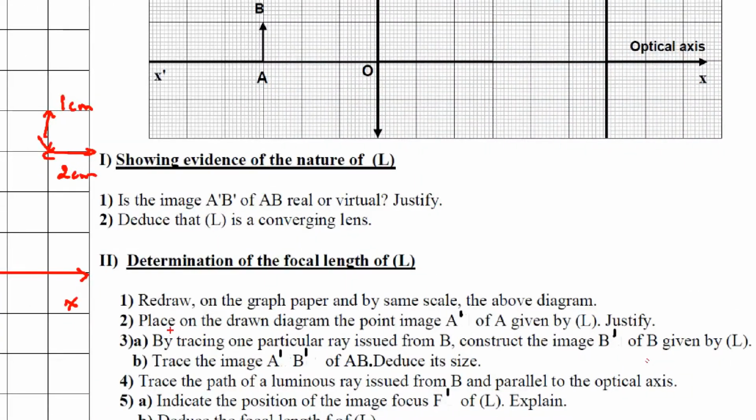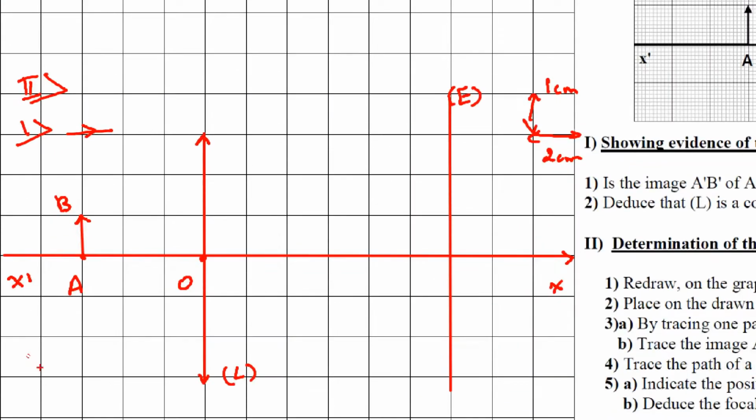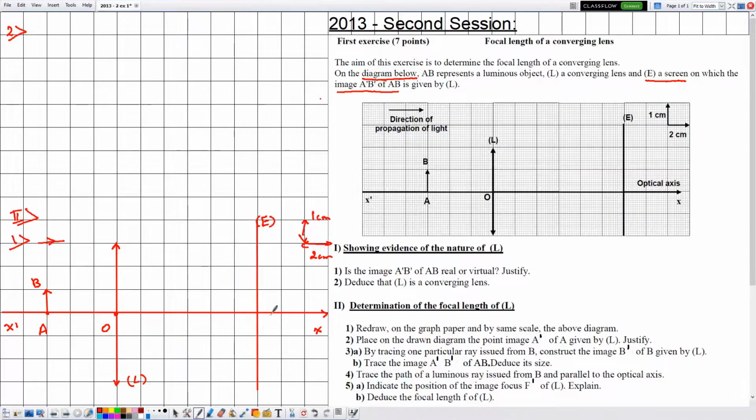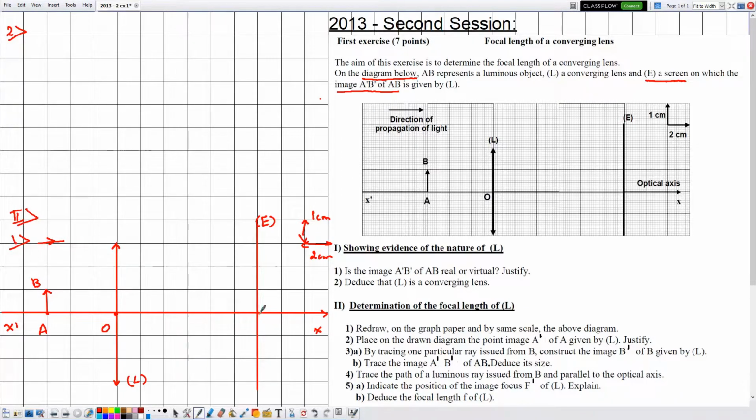Now in number 2, they are telling me place on the drawn diagram the point image A prime of A given by L, justify. Then because they told me justify, we need to trace the image A prime of A and justify it as well. Notice that here, because A is on the optical axis, then its image A prime will be on the optical axis. Moreover, in the given, they told me that the image is being collected on the screen. So we know that A prime will be on the optical axis and it will be on the screen. Therefore, it will be the intersection between the optical axis and the screen. So this will be A prime. This is the tracing of the image A prime of A.